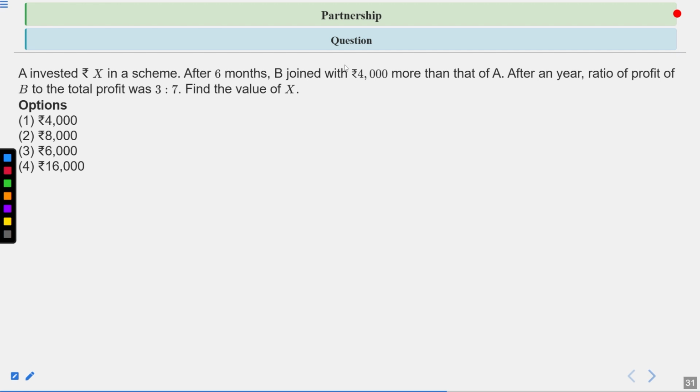Now you have 4 options. First one is 4,000, second is 8,000, third one is 6,000 and fourth one is 16,000. Now you have 10 seconds to analyze the question. Your time starts now. Now time's up. Let's see the solution of this question.